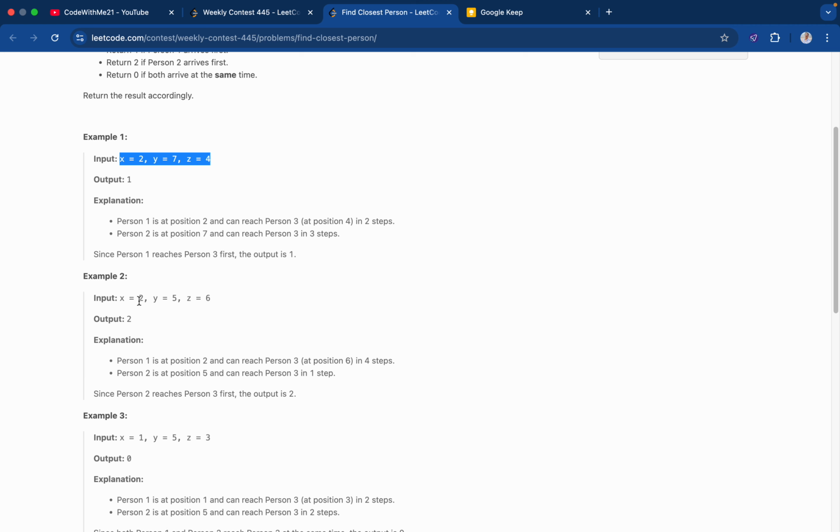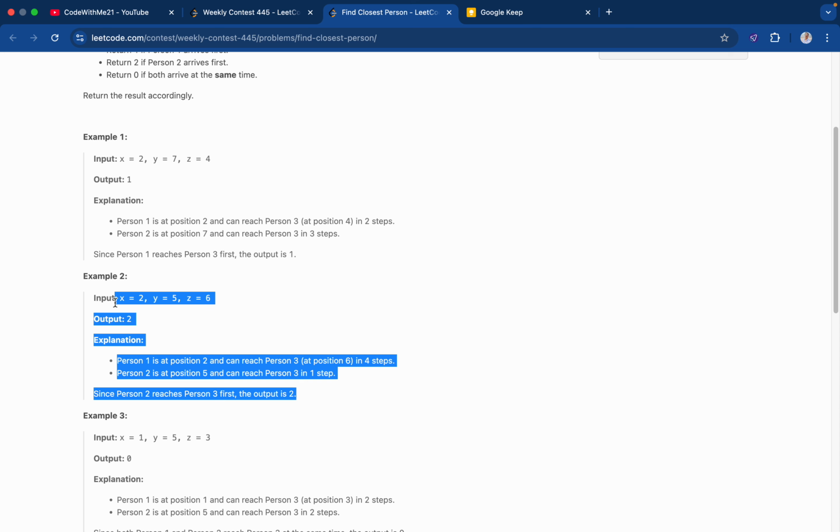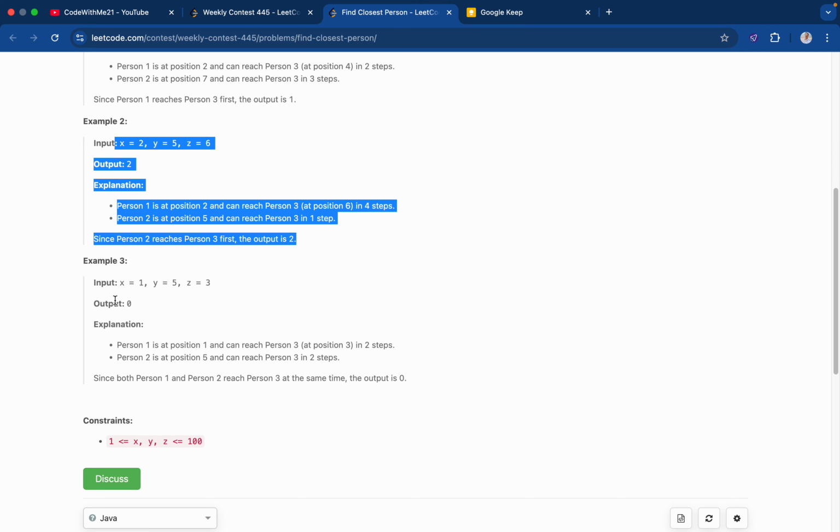Now let's understand another example. X is 2, y is 5, and z is 6, right? So the difference between z and x is 4, so x can reach z in 4 steps. And the difference between y and z is 1, so y can reach z in 1 step. So person 2 will reach first, right? So the output would be 2. I hope you have understood the logic.